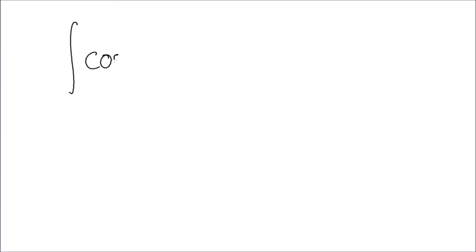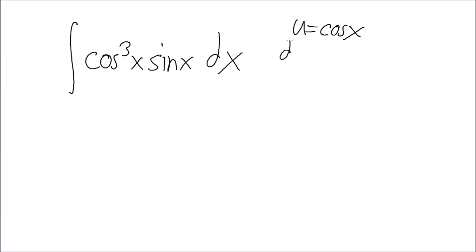Cosine cubed, sine of x. Okay. Again, it's so important to memorize all your derivatives. So we let u equal cosine of x, so that du is equal to negative sine of x.